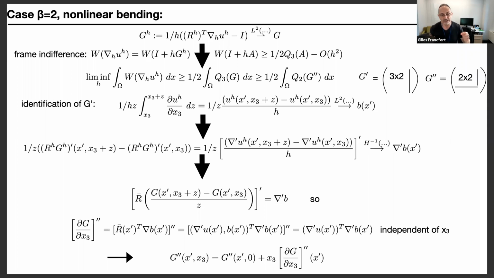And so you can write that the 2x2 matrix G double prime is what it was on the mid plane plus a linear dependence on x3 times dG over dx3 double prime, which you know how to compute. This is all there is. So now, once we have that, we plug it into the relation which is at the top, that is the lim-inf inequality, and we get this.